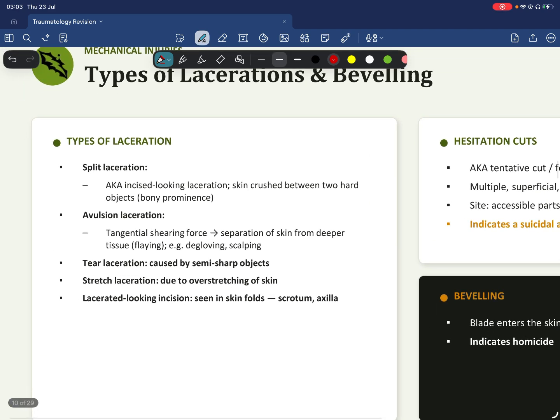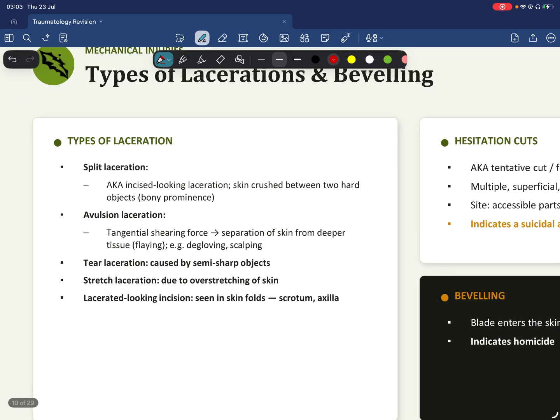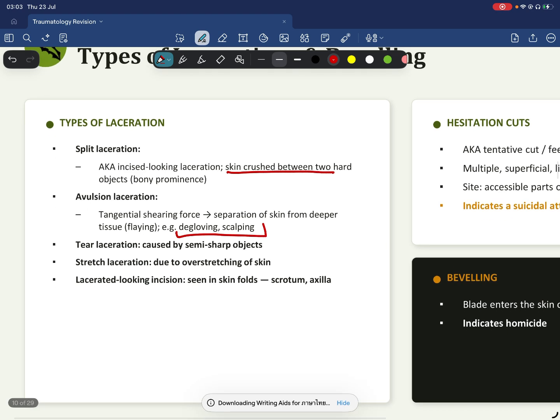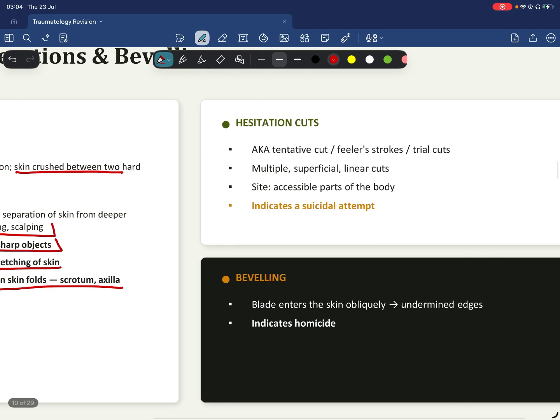Types of laceration. We have split type laceration, also called incised looking laceration, caused due to skin crushed between two hard objects, such as skull and tibia. Avulsion laceration is caused due to tangential shearing force, separating skin from deeper tissue, seen in degloving and scalping injuries. We have tear laceration caused due to semi-sharp objects, stretch laceration due to overstretching of skin, and lacerated looking incision, seen in skin folds, scrotum, and axilla.